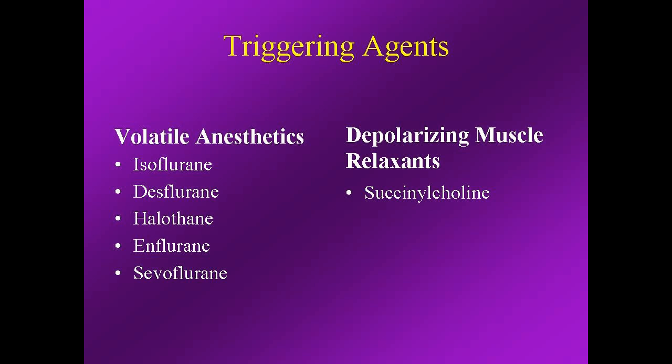What anesthetic agents trigger malignant hyperthermia? All of the volatile anesthetic agents trigger malignant hyperthermia. The ones that still might be in use around the world include isoflurane, desflurane, halothane, enflurane, and sevoflurane. And the depolarizing muscle relaxant succinylcholine also triggers malignant hyperthermia.